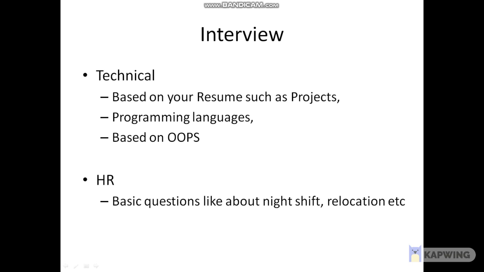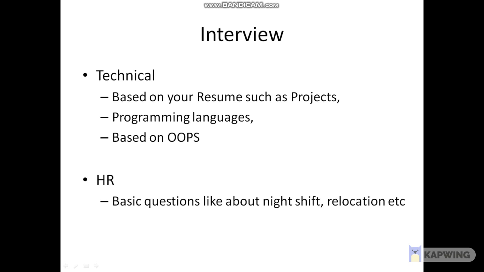Okay, so the interview will actually be very simple. The first round will be the technical round. It will be based on your resume, such as the projects, programming questions that are asked from your resume. Then some of the object-oriented programming concepts would be asked, okay, which is the OOP concepts. So here in this interview, you will be having two panelists. One would be the technical person and another would be the HR person.